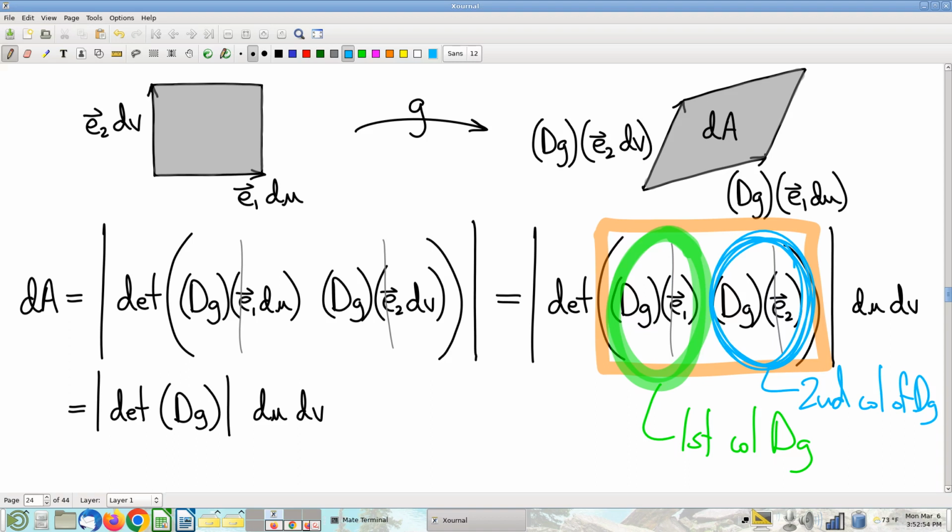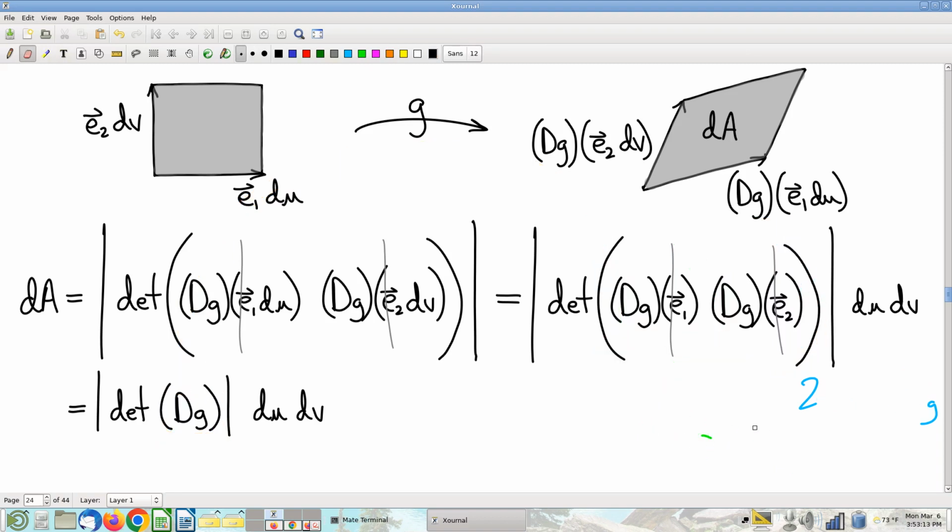Right? You've got to kind of let that sink in for a second. But this whole orange matrix here is nothing more than DG. So, a really neat fact, using properties of linear algebra. All right, and that gives us the win that we were looking for.